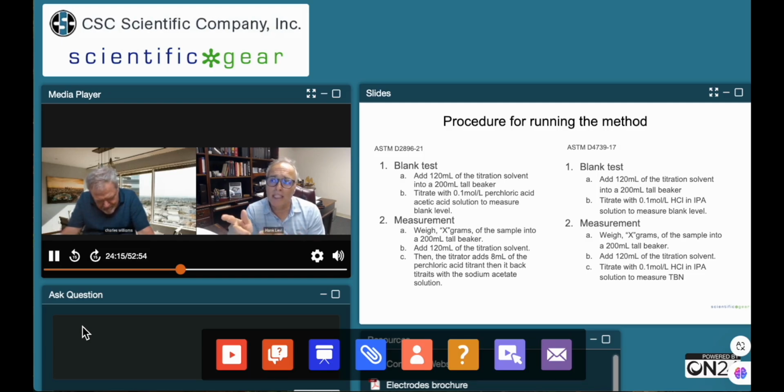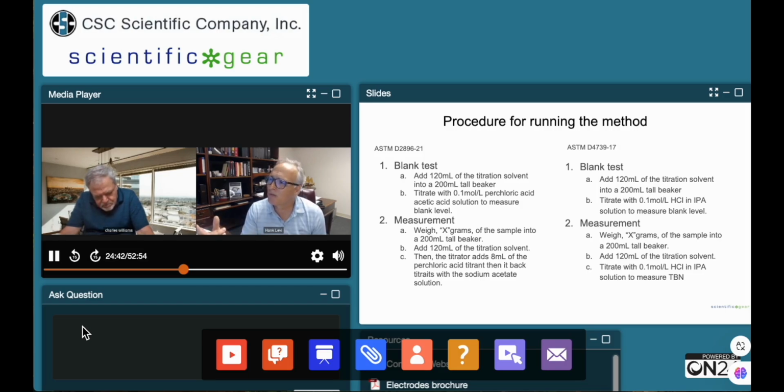Whereas for the ASTM D4739-17, 120 mils of titration solvent, same issue with the solvent, and we're going to titrate 1 mole of HCl in IPA solution to get the blank. And then we're just simply going to do the titration. We're going to weigh out the appropriate amount, and then we're going to titrate 1 mole of HCl in IPA solution to measure the TBN. So it's a little more straightforward, I guess.